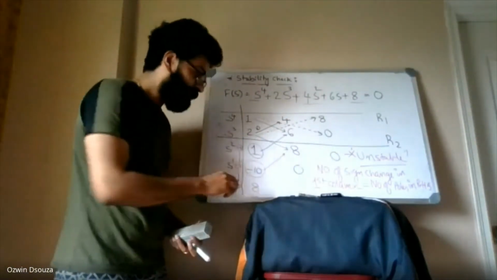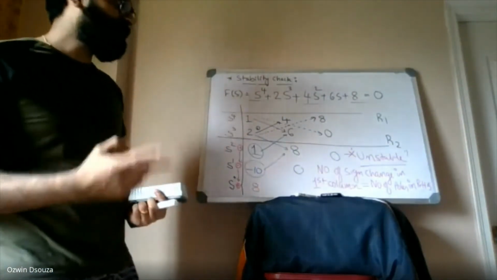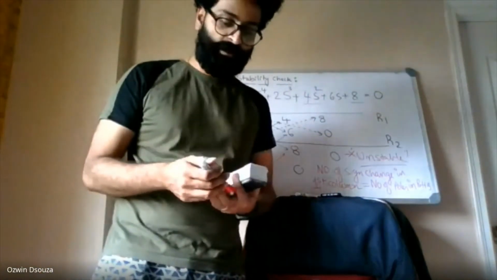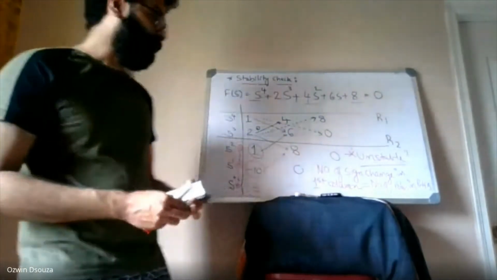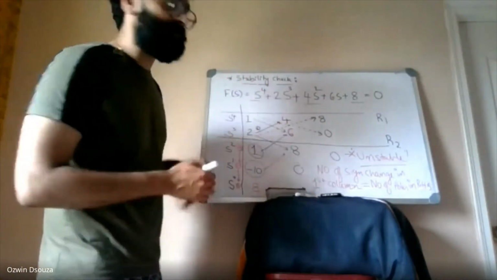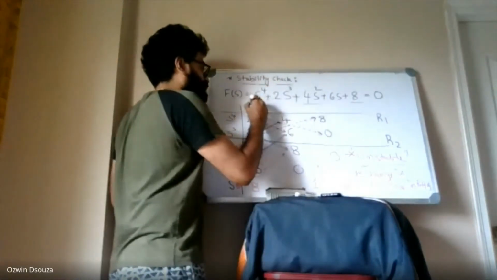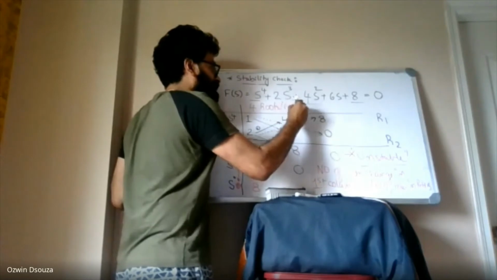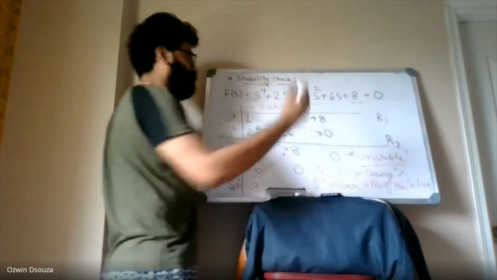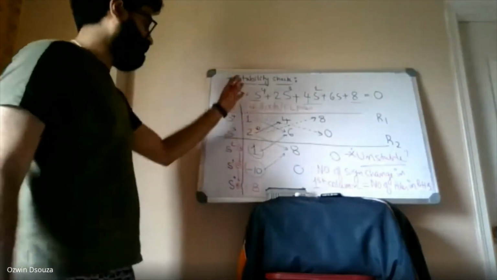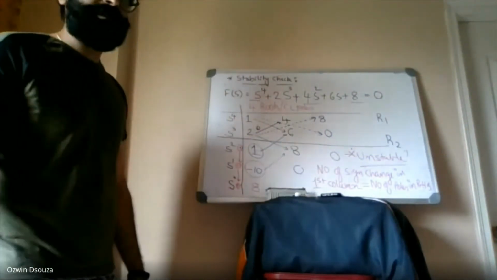So since there are two sign changes, can you tell me how many roots are there in the right half of the S-plane? Two roots. So what is the order of the system? It's a fourth order system. So a fourth order system should have 4 roots or CL poles. CL stands for closed loop. The system is unstable, that's fine, because the rule says so.